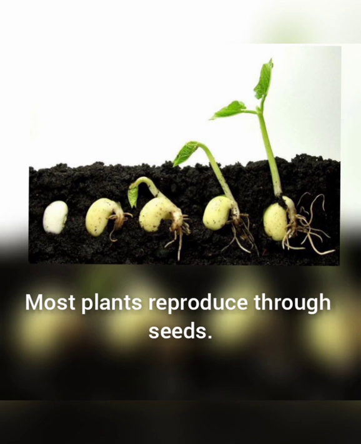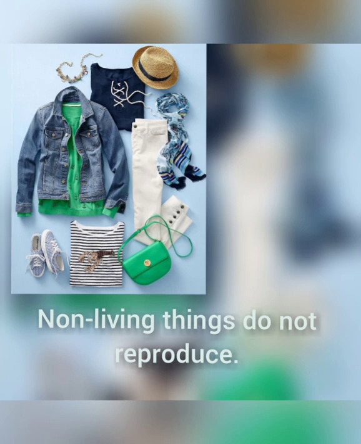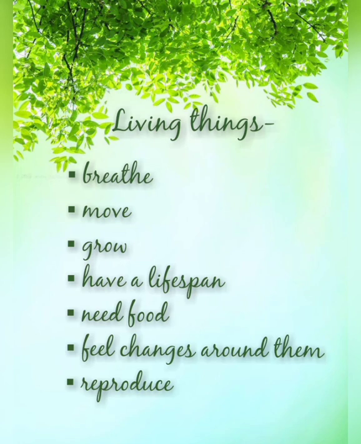Most plants reproduce through seeds like mangoes, apples, beans, pumpkins. They reproduce through the seeds which grow into a plant. Some plants such as carrots, lettuce, potatoes, etc., reproduce through the roots, stems, and leaves. Non-living things do not reproduce, they do not have babies. Remember, living things breed, move, grow, have a lifespan, need food, feel changes around them, and reproduce.